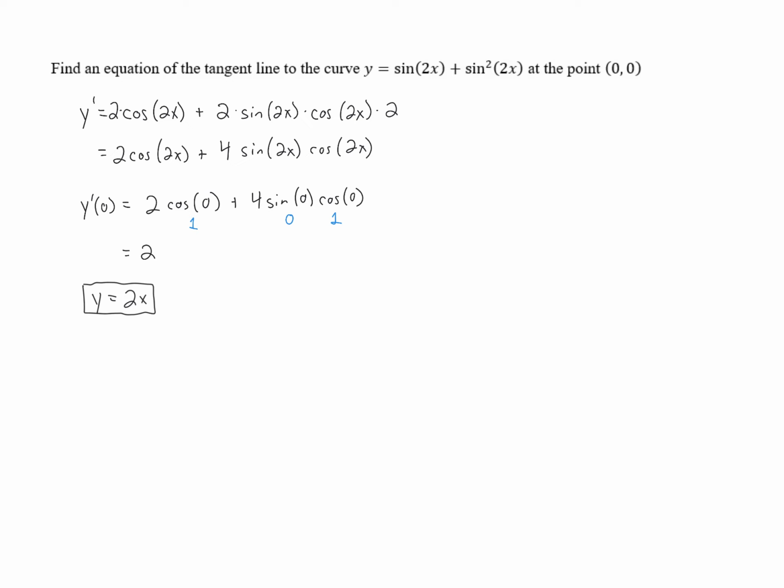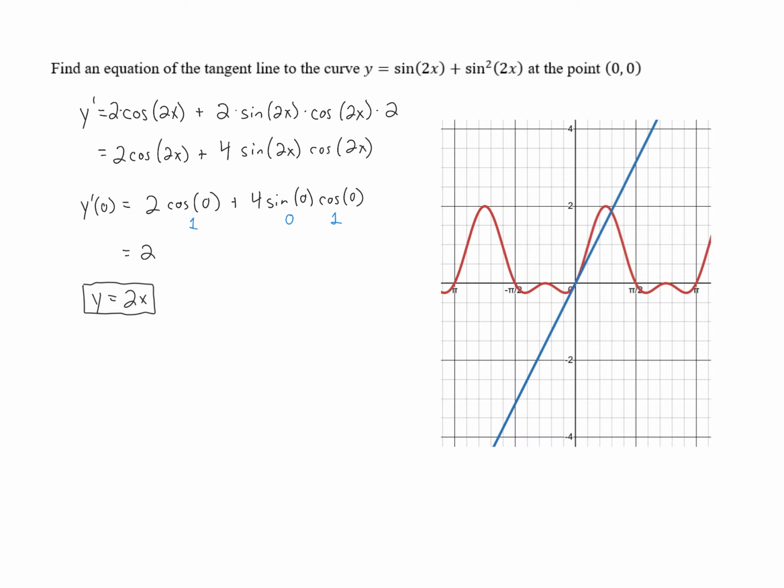Let me just show you quickly a graph of the original function and of this tangent line. All right, here we go. You can see the sine of 2x plus sine squared of 2x is kind of a gnarly curve. I really like that. Almost looks like a heartbeat. I don't actually know what that machine is called, but I think you know what I mean. And then we've got our tangent line, y equals 2x. It is tangent at the origin.